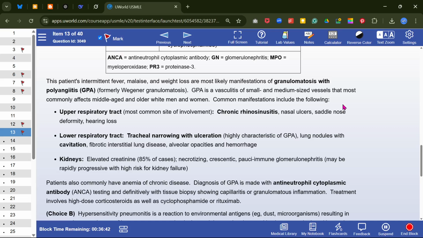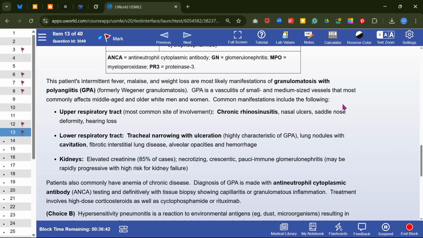These patients, intermittent fever, malaise, weight loss, are most likely manifestations of granulomatosis with polyangiitis. GPA is a vasculitis of small and medium vessels that most commonly affects middle-aged and older white men and women. Common manifestations include upper respiratory tract, most common site of involvement: chronic rhinosinusitis, nasal ulcer, saddle nose deformity, hearing loss.